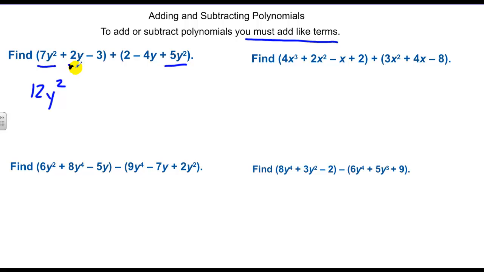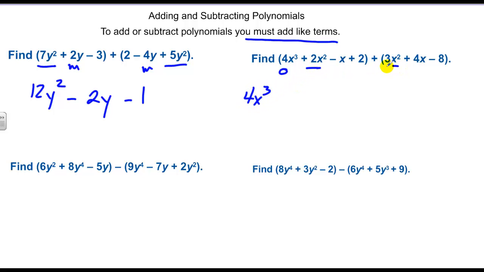I have a y and a y. Positive 2, negative 4 is negative 2y, and negative 3 and 2 is a negative 1. And that's written in standard form as well. Let's move over. We see a cube term, but there's no cube term over here, but this has the highest degree, so we list it first.